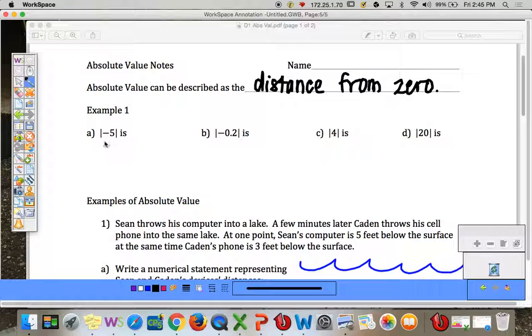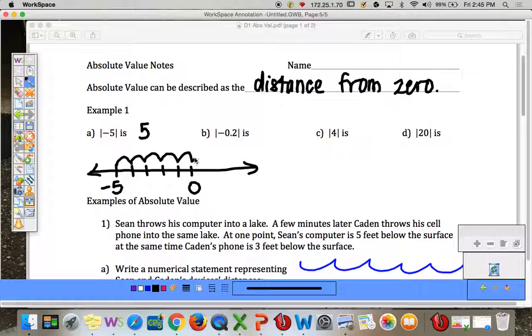So let's do an example. The absolute value of -5 is 5. -5 is 5 away from 0. If you think about a number line, and this is -5, here's -4, -3, -2, -1, and 0, you can see that it's 5 away from 0.